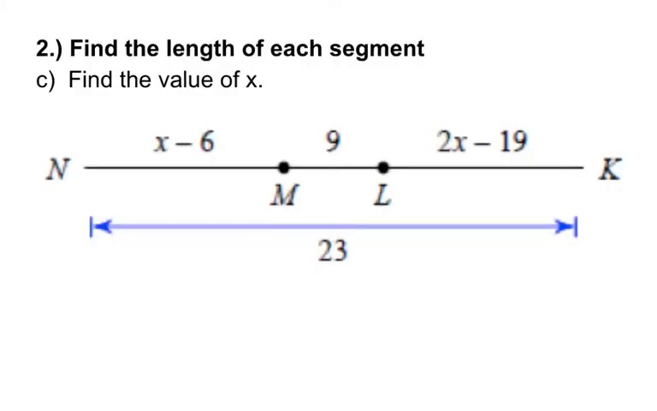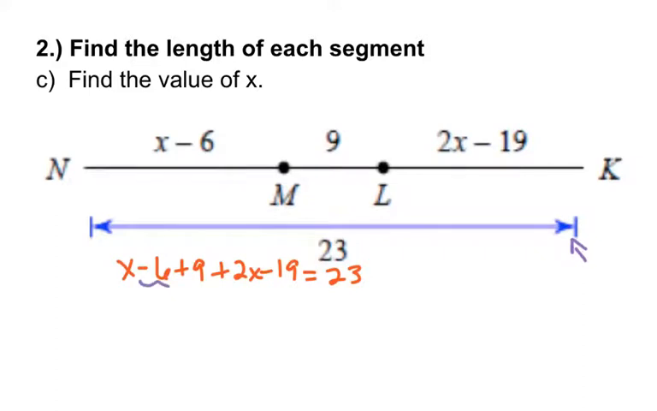Okay, let's talk about finding the length of each segment. Find the value of x. You're going to have some problems like this. If we know the whole thing is 23, because it's right here in blue, and each of these three pieces added together equal 23, then you should be able to add them all together, set it equal to 23, and solve for x. So let's do that. x minus 6 plus 9 plus 2x minus 19 equals 23.